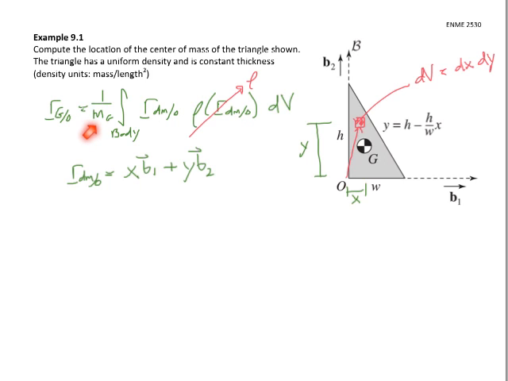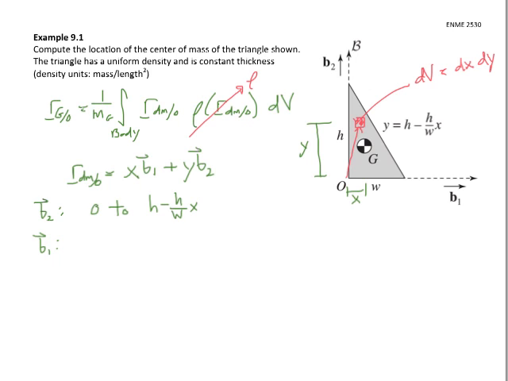We have our mass, and now we need to define the bounds on our integral. So with dx dy, this is going to be a double integral, so we need to find bounds on x and bounds on y. So let's first look in the b2 direction, which are our bounds on y. And we see that the lower bound is 0, and then the upper bound, we're going to be constrained by the top of this triangle. And so the upper bound is going to be h minus h over w multiplied by x.